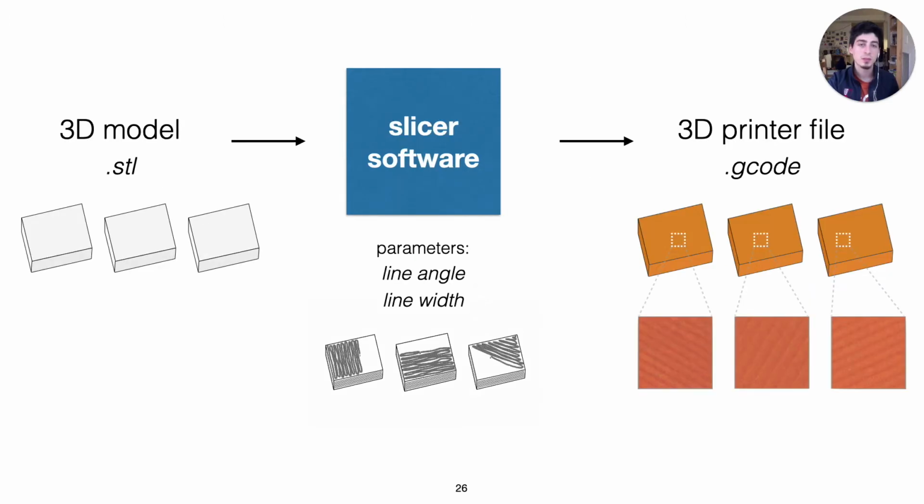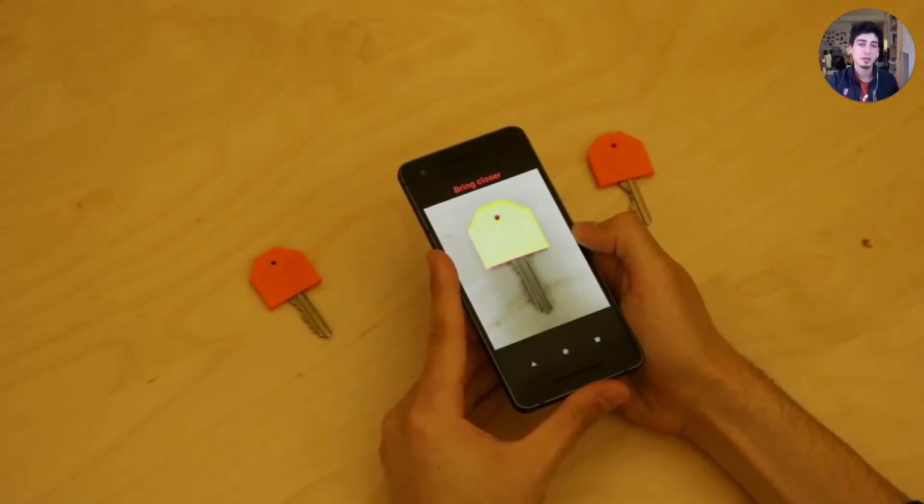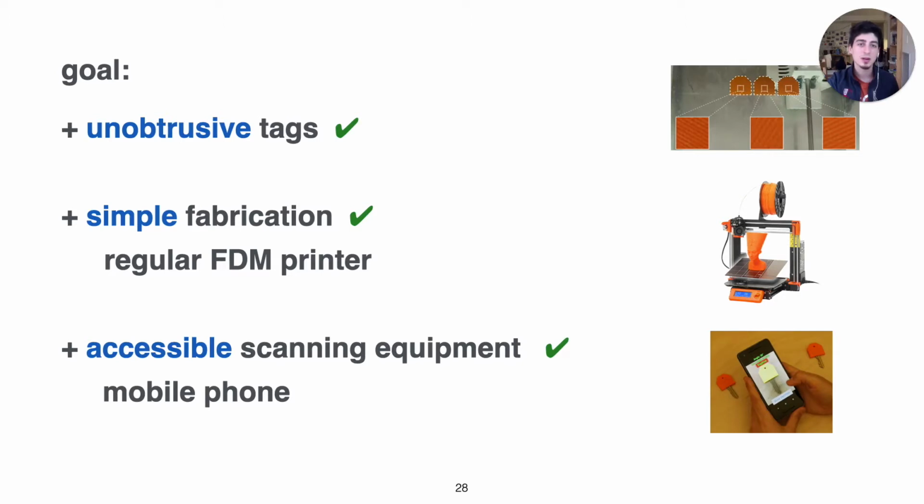Now, if we manipulate these parameters for each of these copies we want to have, they will each have a unique surface texture, as you see on the right-hand side. By taking a picture of the final prints and using image processing techniques, we can distinguish them. Thus, we meet our goals, which were to have unobtrusive tags that can be simply fabricated with an off-the-shelf 3D printer and scanned using accessible equipment, such as a mobile phone camera.